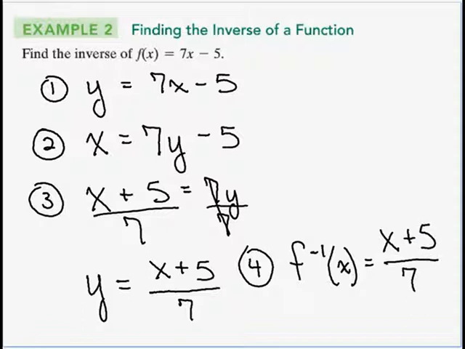And there we go, 4 easy steps. In step 1, replace this with a y, switch your variables x and y, solve for the y variable, replace y with f inverse of x.